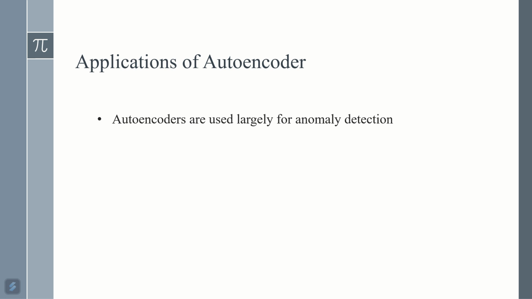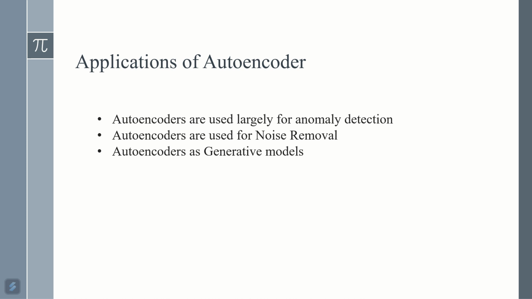Autoencoders are great at noise removal. They can clean up noisy images, audio recordings, or any other type of data by focusing on the essential features and filtering out the unwanted noise. Autoencoders also have a creative side. They can act as generative models. This means that they can generate new data samples that resemble the ones they were trained on. It's like having an artist who can create a new painting based on the style they have seen before.